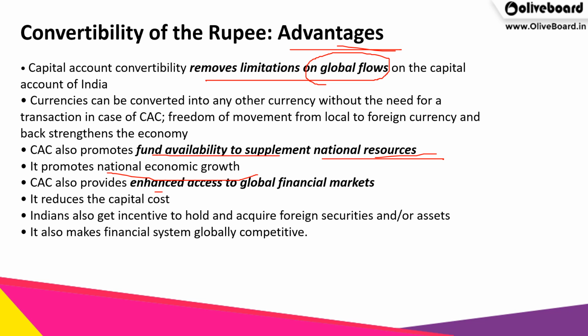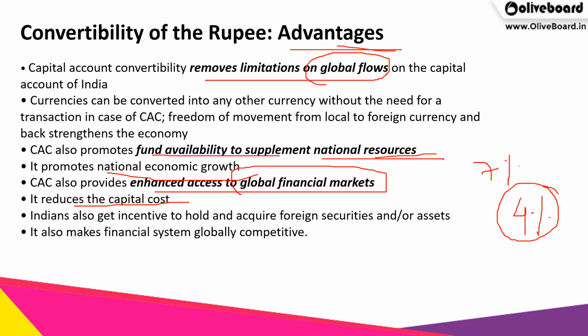It will also provide enhanced access to global financial markets, since the companies can go to financial markets and borrow from there, which is a great access. It reduces the capital cost. As I told you, in India, if we are getting a loan for 7% and in Europe we get it for 4%, we can go and borrow from there only. Now, Indians will also get incentive to hold and acquire foreign securities or assets. We can go and invest in other countries, and it makes the financial system globally competitive. There is enough competition. We have a lot of funds, and there are greater chances of India becoming even larger.